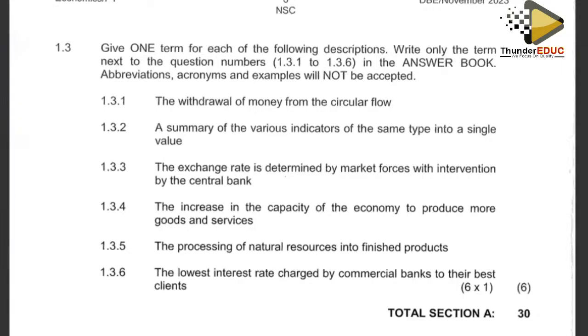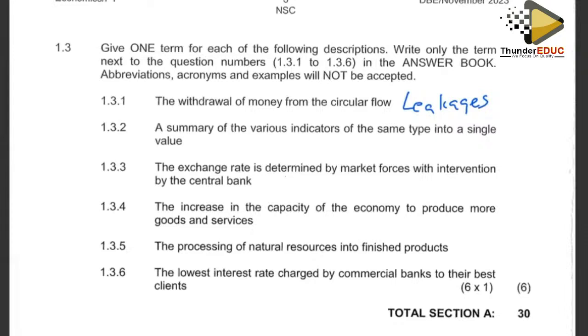Okay, right, grade 12s. So now we have 1.3.1, which reads as follows: the withdrawal of money from the circular flow. So now whenever we talk of the withdrawal of money from the circular flow, remember we talk of the leakages. Because when we talk of the inflow of money into the economy, it is nothing but injection, while the outflow of money from the economy is nothing but the leakage. So this is nothing but leakages. Okay, right, grade 12s. So now let's move on to 1.3.2.